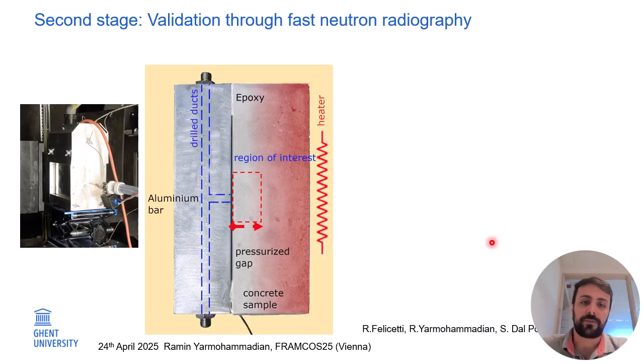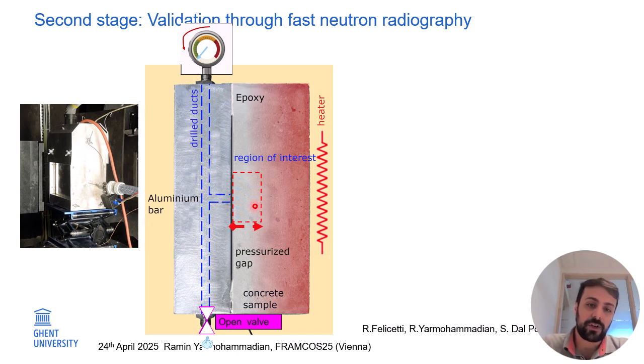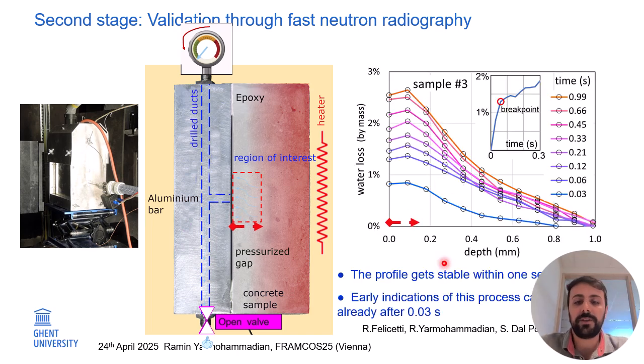This is also confirmed by a neutron radiography test at ILL, in which we heated the concrete on the right side and we had a sealed gap on the left side. When we heated, this sealed gap got pressurized, and then we opened the valve, and by our command we were checking how much concrete is engaged in this vaporization of water. And as you see, it's just 1 millimeter of concrete, and the process is so fast, like in 0.03 seconds we have already a gradient happening inside the concrete.